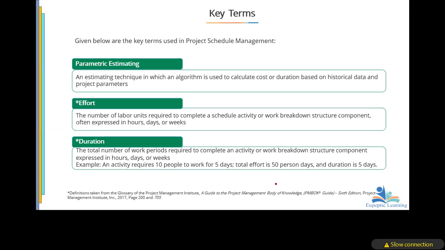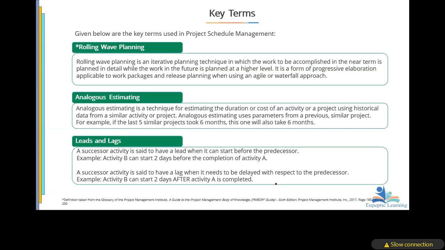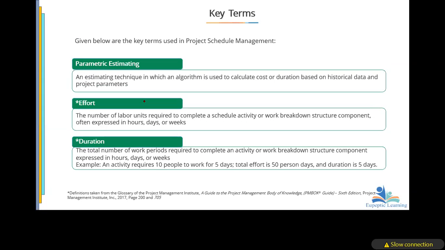Then we have the analogous estimate. The difference between the analogous estimating and the parametric estimate is that the similarity is both of them are based on historical data. But with the analogous, it doesn't come out with any model.